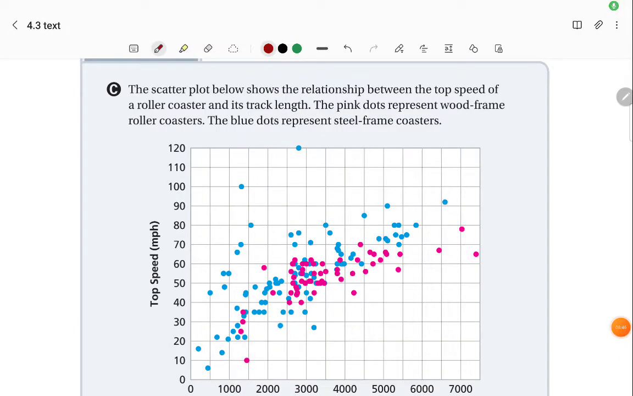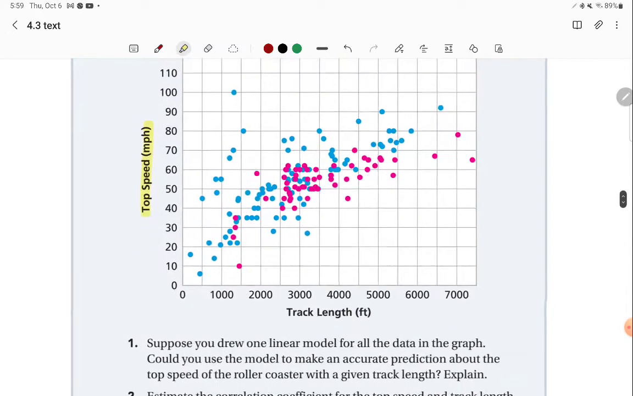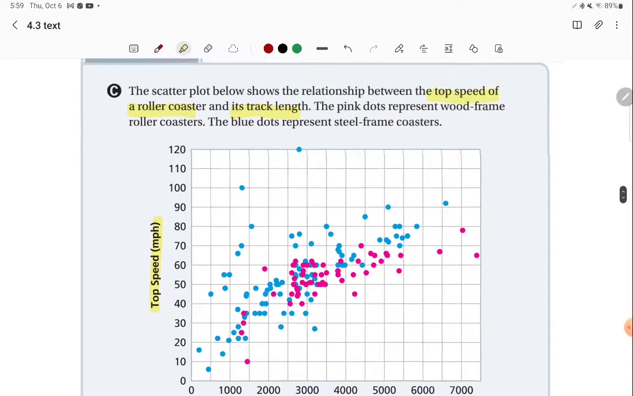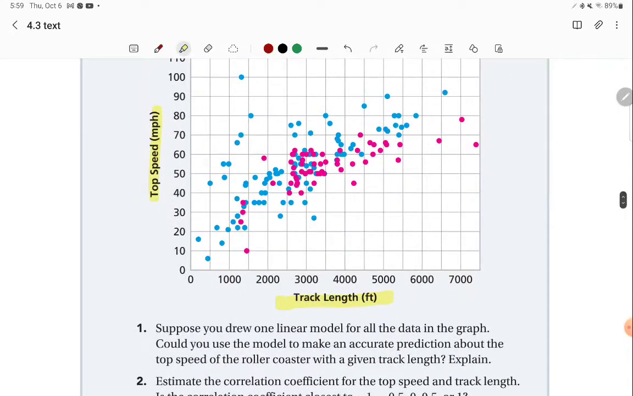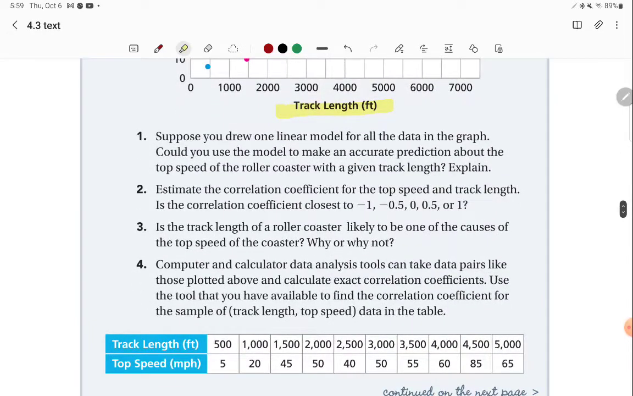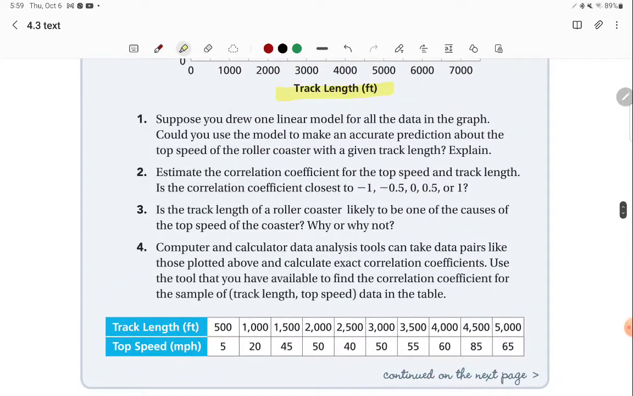Now let's look at similar data. We have this scatter plot that shows the relationship between the top speed of a roller coaster, right here on your y-axis, and its track length. Right here is its track length. The pink dots represent wood frame, blue dots steel frame, just so you can get an idea of the difference there. Go ahead and answer these questions 1 through 4 on your own, and then come back to the video to check your answers.